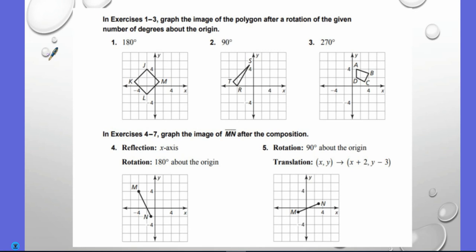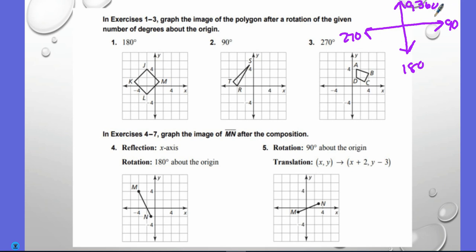So in exercises 1 through 3, it says write the image of the polygon after a rotation of the given number of degrees about the origin. Okay, so it says graph the image. So first of all, I'm going to draw my little rule up here to help me make sure I make this rotation correctly. I'm going to write 0, 360 goes here, 90, 180, 270. And how I'm getting this, babies, is all I'm doing is adding 90 to this every time to get back to where I need to go.